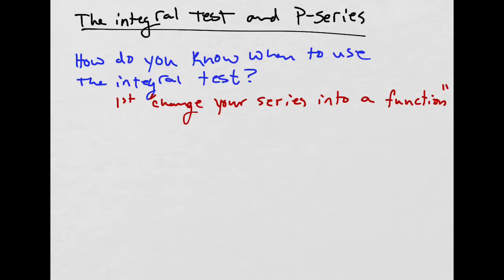So the first thing you do is you change your series into a comparable function. It's pretty much, instead of a sub n, you just change it into f of x. But we'll see that in an example. So that's the first thing you do, and then there are three things that you need to check. If all three of these things are satisfied, then you are allowed to use the integral test.